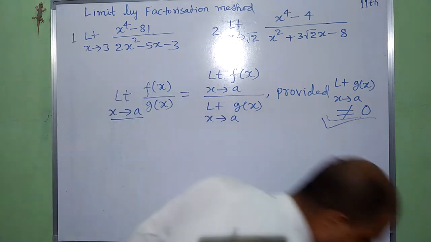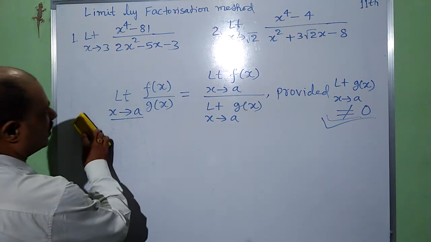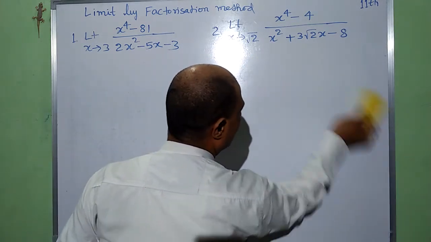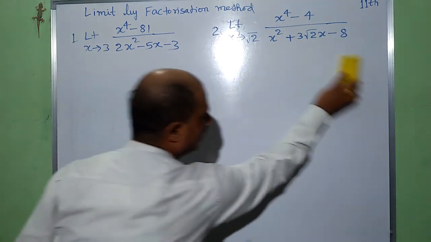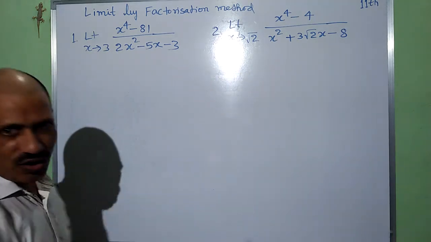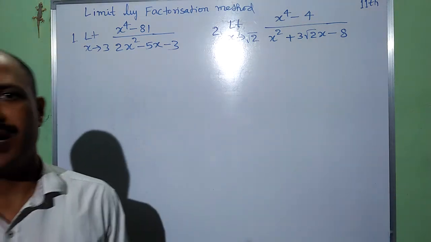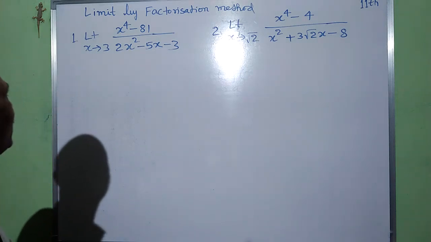Here we have to factorize numerator and denominator both. After that we have to find limit of its numerator as well as limit of its denominator, whereas limit of denominator will not be equal to 0, like this.